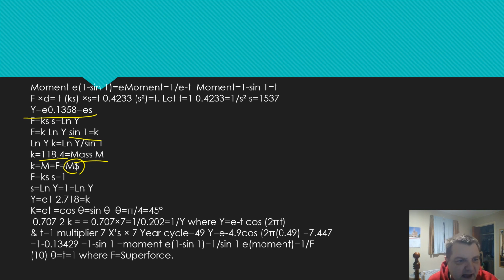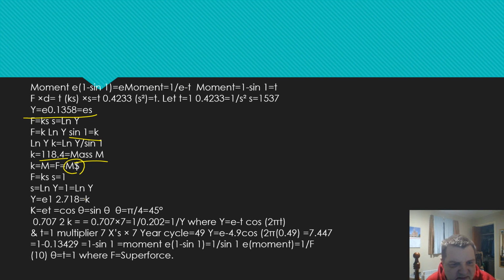So F is equal to Ks, S is equal to 1 because S is equal to time, and time is equal to 1. S is equal to the ln of y equals 1, equals the ln of y, and y is equal to e to the 1, so 2.718 is k. That's equal to the exponential function. K is equal to e to the t equals cosine theta equals sine theta.